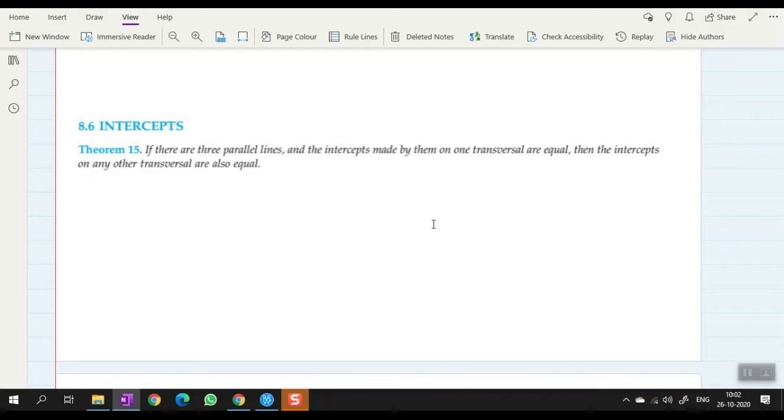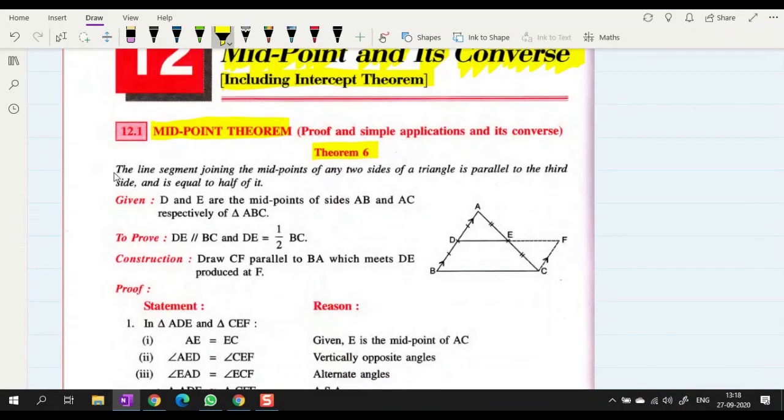So, over to the midpoint theorem part. The statement of the midpoint theorem says that the line segment joining the midpoints of any two sides of a triangle is parallel to the third side and is equal to half of it. The line segment joining the midpoints of any two sides of a triangle is parallel to the third side and is equal to half of it.